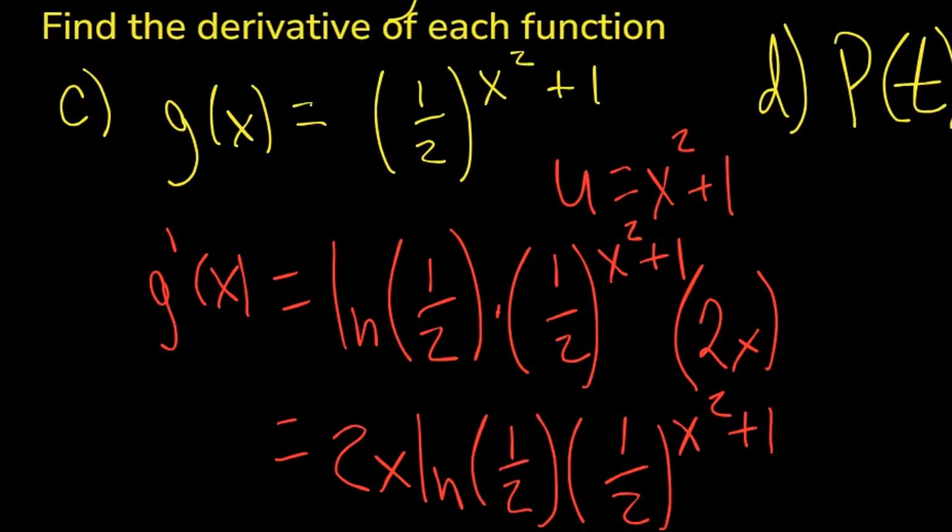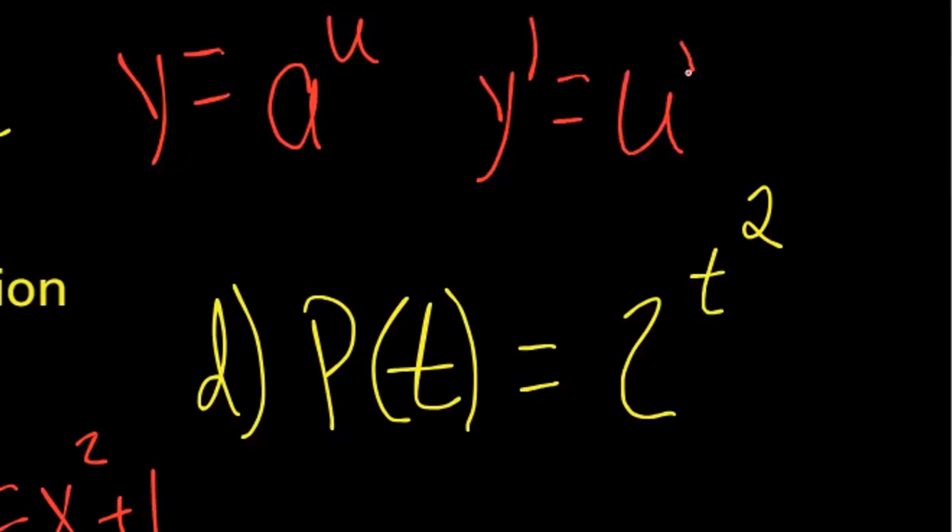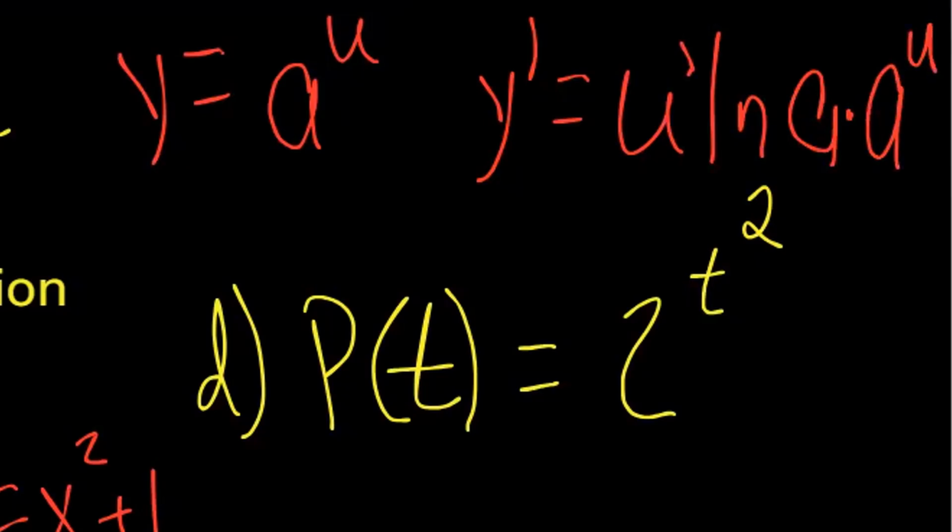And this brings up an important point. If I have y equals a to the u, and I want to take the derivative with respect to x, and it's understood that u is a function, then y prime is going to be u prime times natural log a times a to the u. And that gives us a general pattern for finding the derivative of a to the u power.